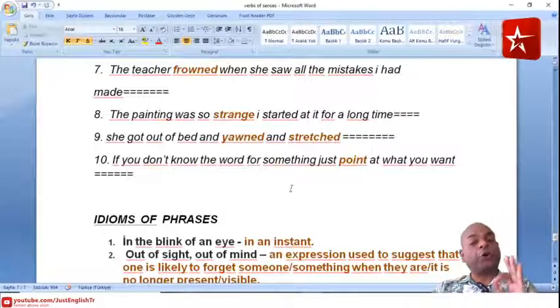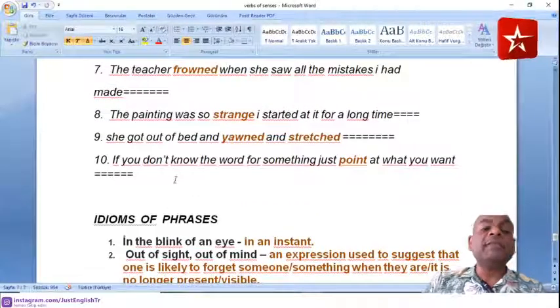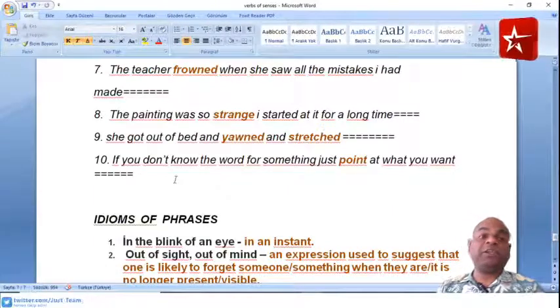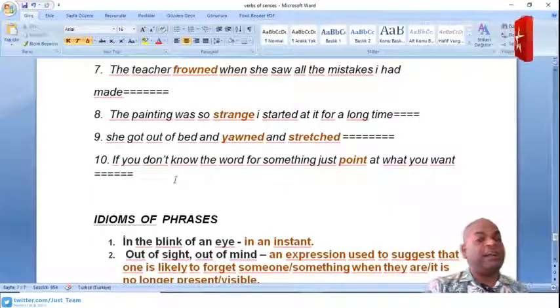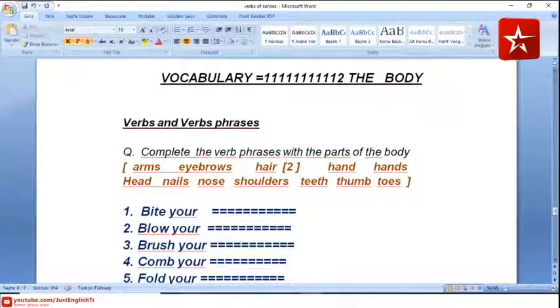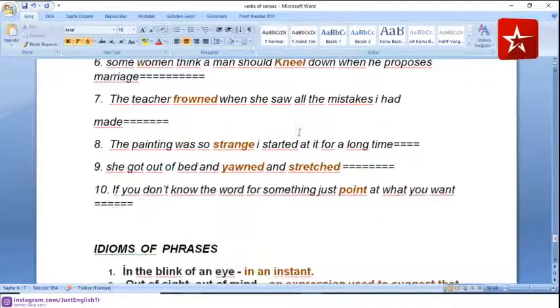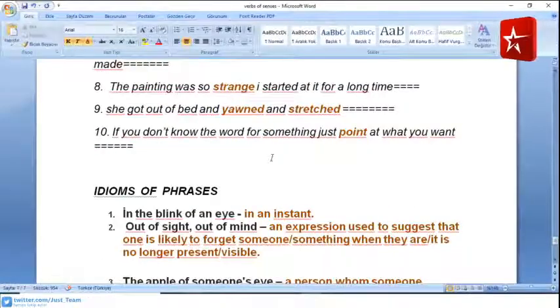If you don't know the word for something, just point at what you want. That's a good one. Now, what's the answer here? Number 10, guys. Let's go to number 10. Number 10, students, where are you? If you don't know the word for something, just point at what you want. Number 10. Yeah, we got the answers.